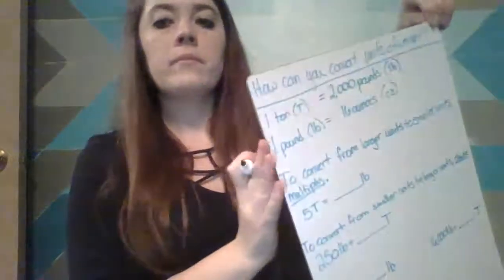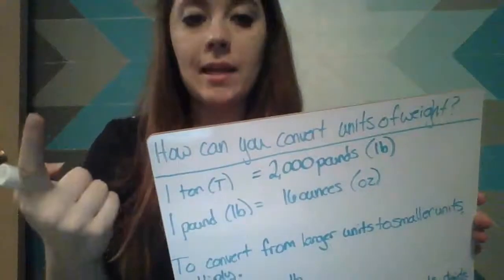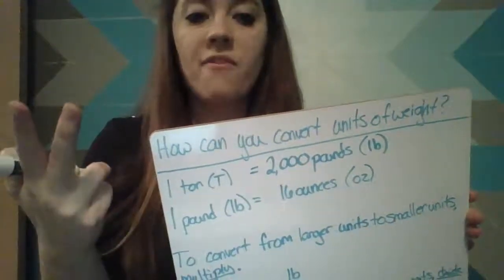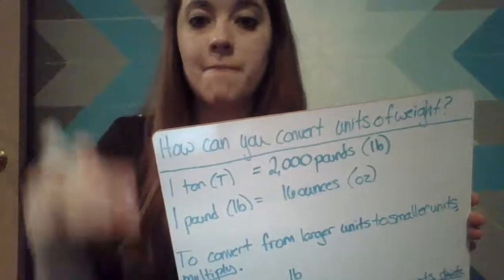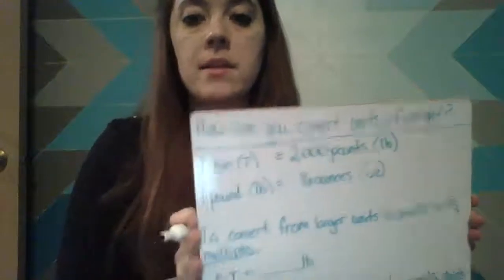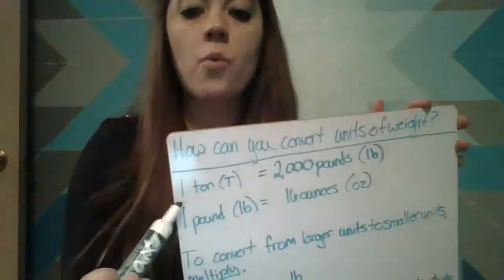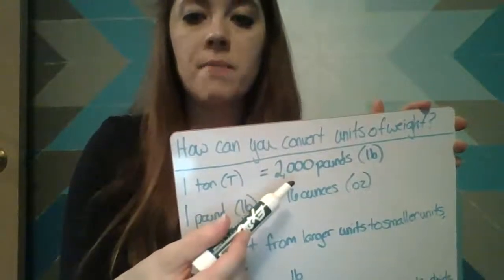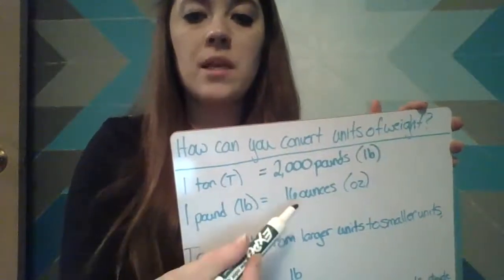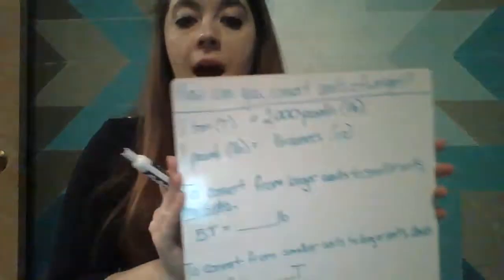All right, so our last little bit is looking at weight. So we've got customary units of length. We've got customary units of capacity, so how much it takes to fill something. And then we have customary units of weight, so how heavy something is. So remember, customary is your key word for this lesson. All right, so 1 ton equals 2,000 pounds, and 1 pound equals 16 ounces. So these are our conversions here. So fewer than what we've had in the previous.